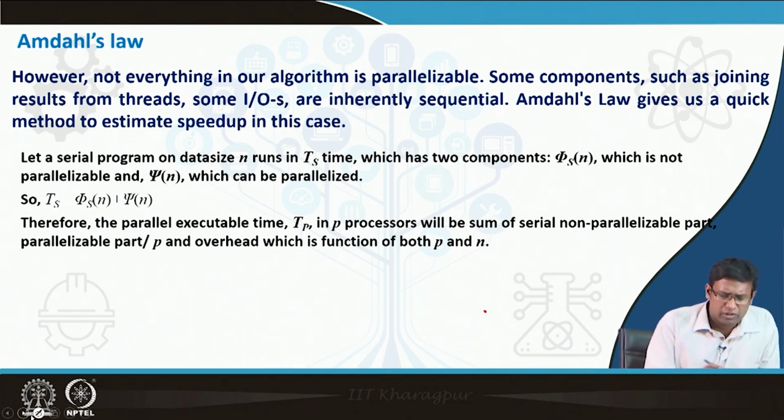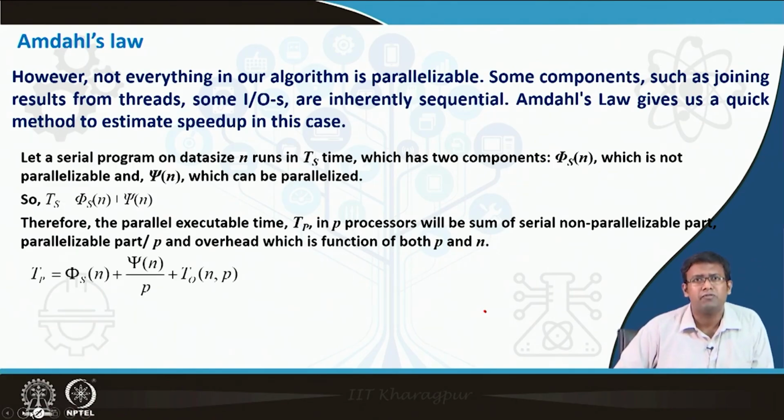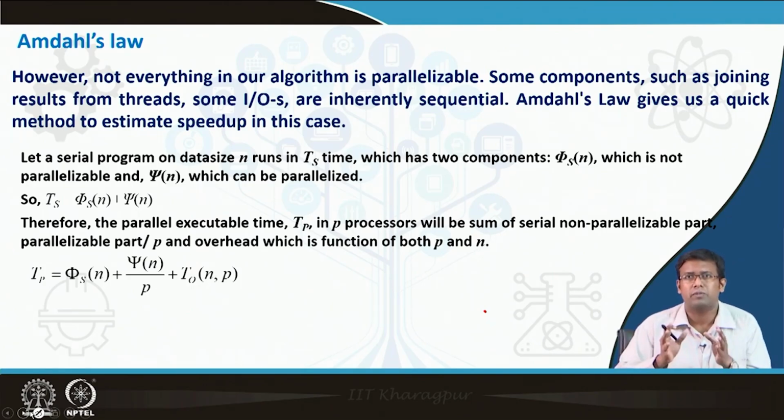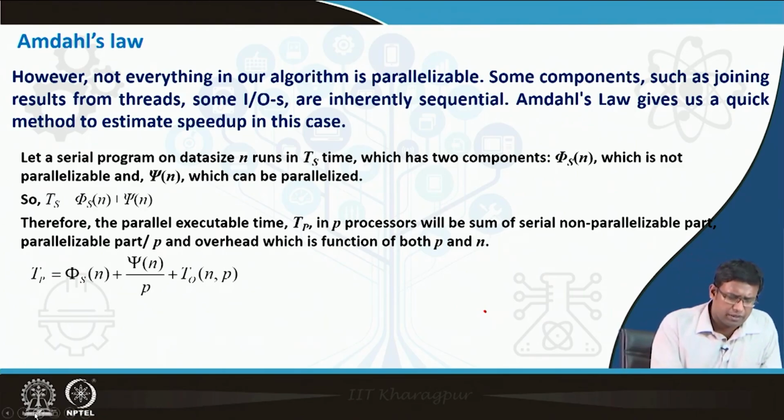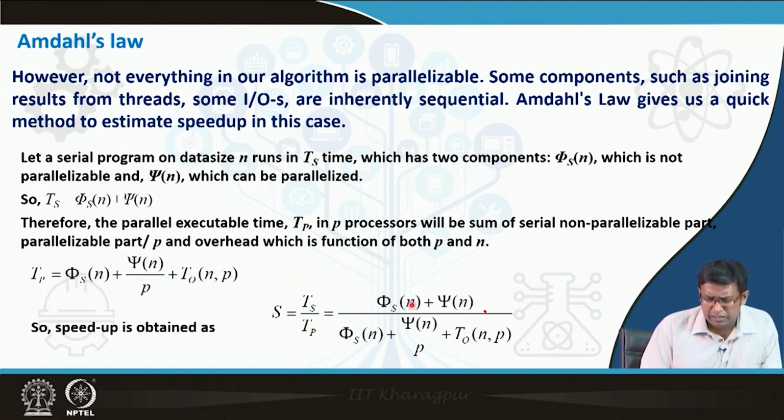And there is an overhead. So the parallel time will be phi s, which is present, plus psi n divided by P, because this is the parallel part of the algorithm which can be reduced by using multiple computers, plus an overhead which we have discussed earlier, T0(n, P). So speed up is Ts by Tp, and this is phi s plus psi n divided by phi s plus psi n by P plus T0(n, P).